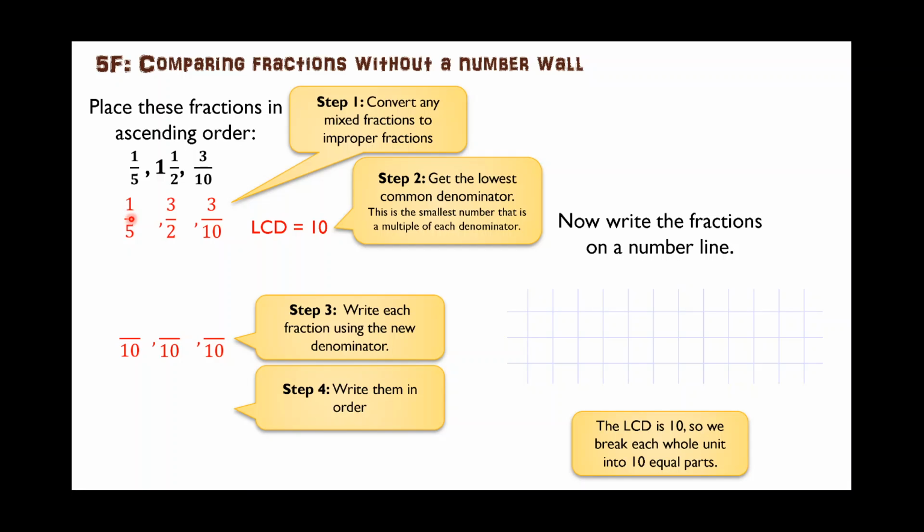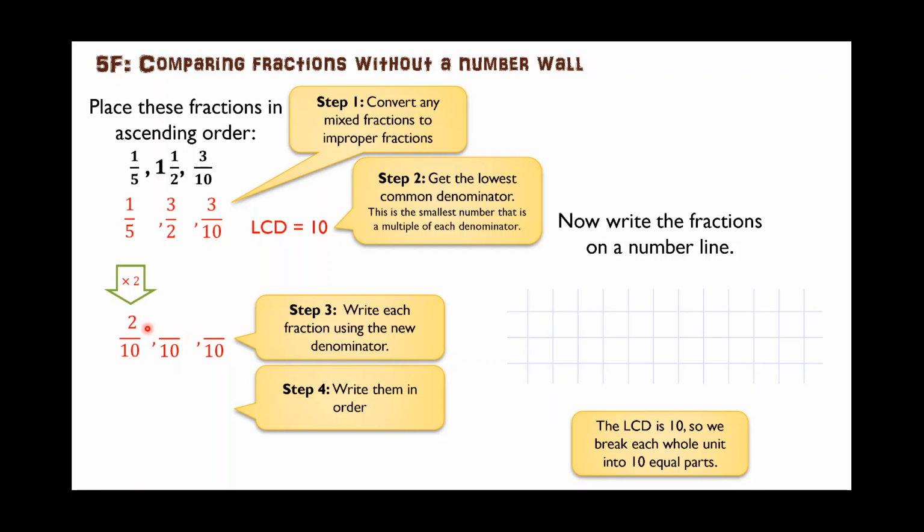This says 1 over 5, but I want the bottom number to be 10. What do I have to times by to get from 5 to 10? I have to multiply by 2. So the bottom gets multiplied by 2. 5 times 2 is 10. And the top gets multiplied by 2. 1 times 2 is 2.